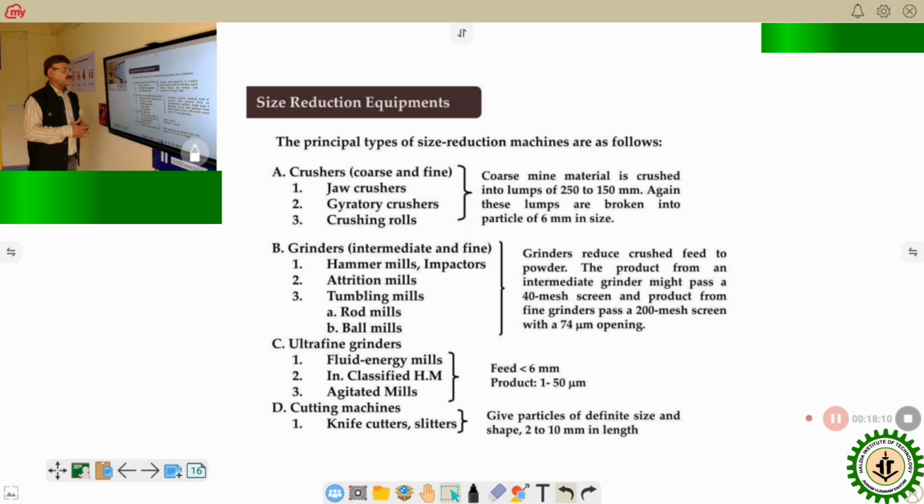Different types of crushers are popularly used in industry: jaw crushers, gyratory crushers, and crushing rolls. Again there is a classification of crushers: primary crusher and secondary crusher.